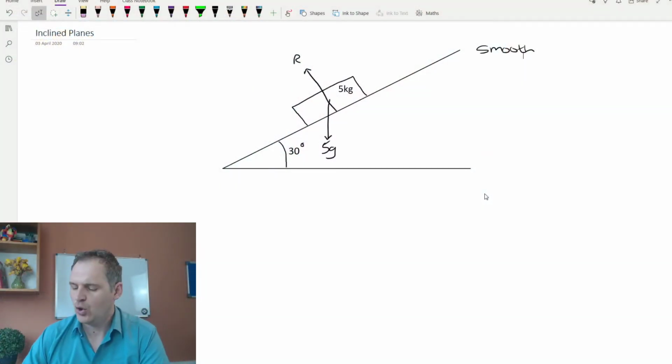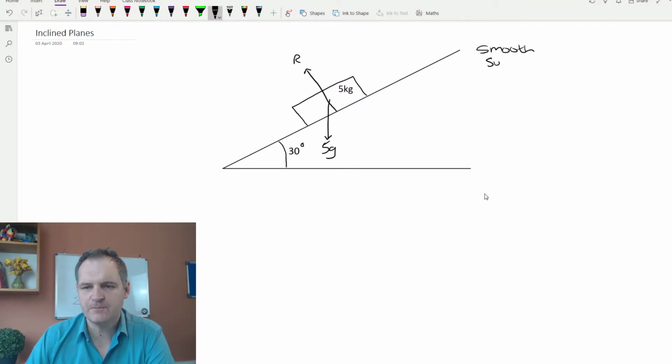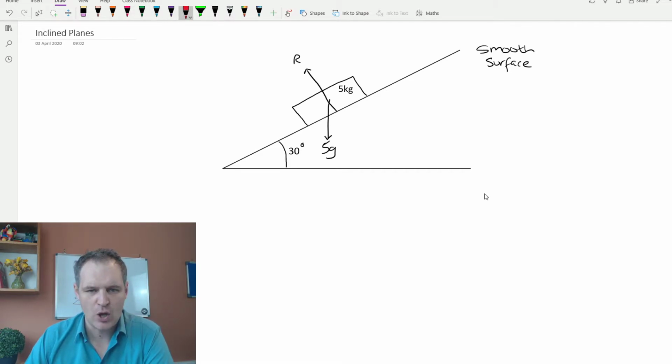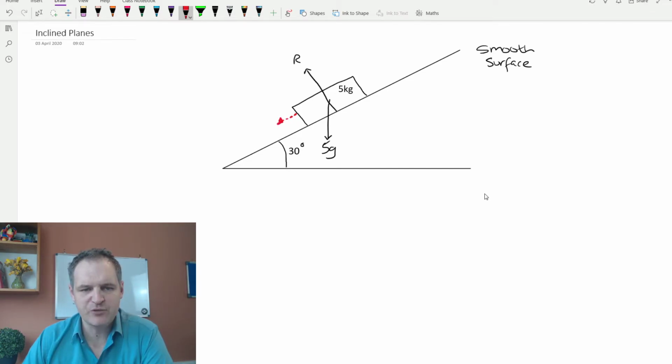Now, first and foremost, if we assume that this is a smooth surface, which we're going to do for the first part of this, then once you've got a smooth surface, this will move off. When we start this, it will move in that direction. The reason I know that is because there is no force currently going up the slope. All forces go down. And in fact, R does nothing, so it's going to be entirely generated by this slope here. We can resolve that.